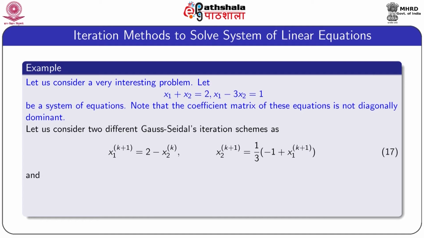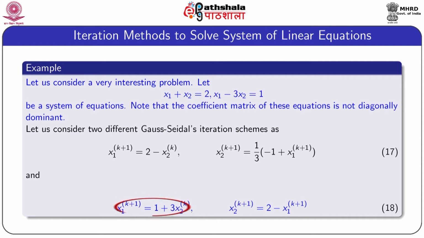So, for this system of equations we consider 2 iteration schemes. From the first equation we obtain the value of x1 for the (k+1)th iteration equal to 2 - x2k, and from the second equation we obtain the (k+1)th iteration scheme for the variable x2, which is equal to 1/3 into (-1 + x1(k+1)). This iteration scheme is denoted by equation number 7, and we consider another iteration scheme.